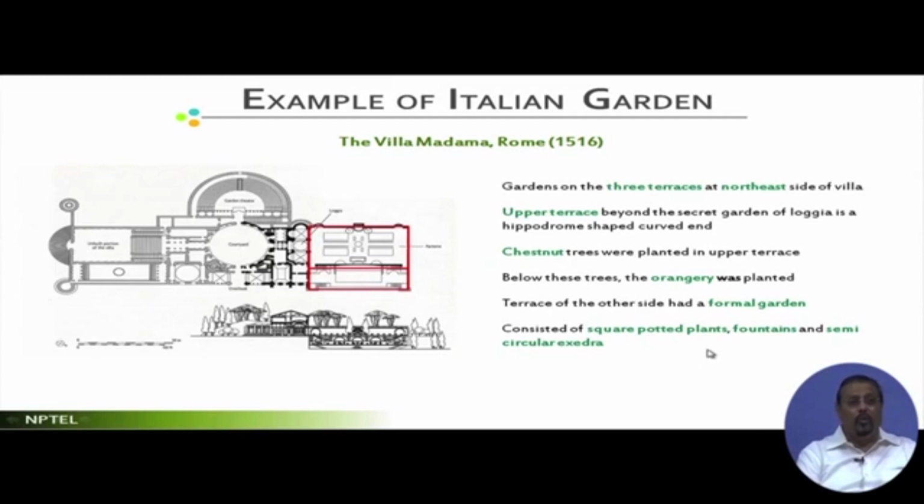The other side had the formal garden and the potted plants. Essentially, again this correlates with the classical style of Italian gardens: terraced, very formal, potted plants, multi-levels, formal.